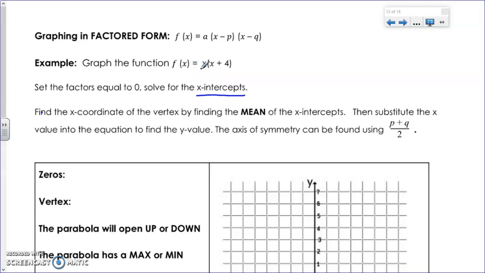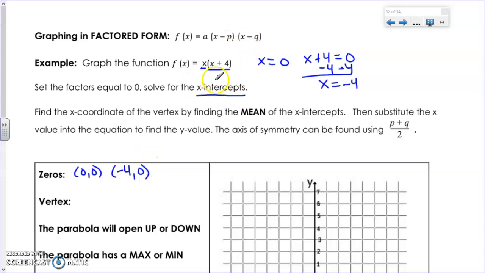I have two factors here. I have x and x plus 4. So I have x equals 0, x plus 4 equals 0. So I'm going to subtract 4, x equals negative 4. So that's going to give me my zeros, 0, 0, because when x is 0, for intercepts y is 0, and then negative 4, 0.